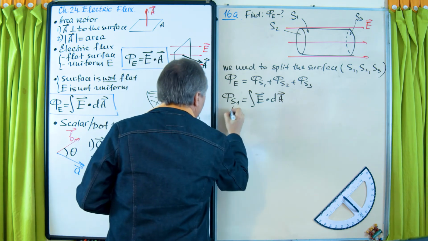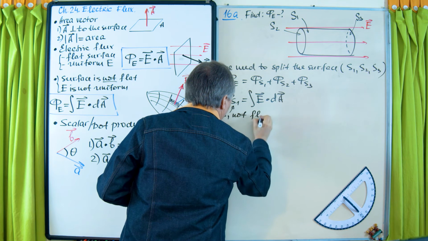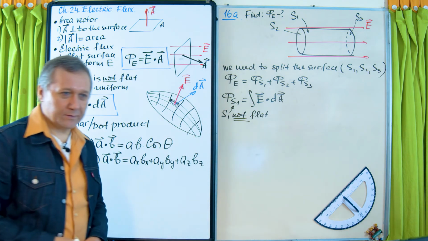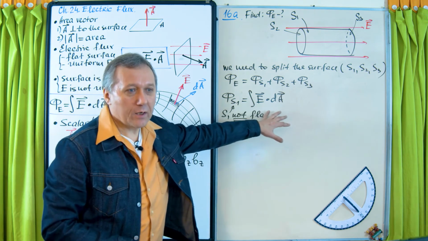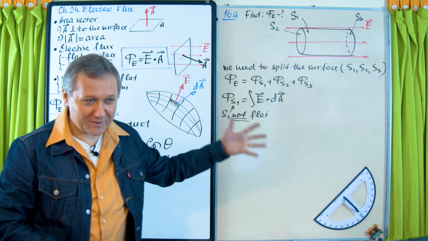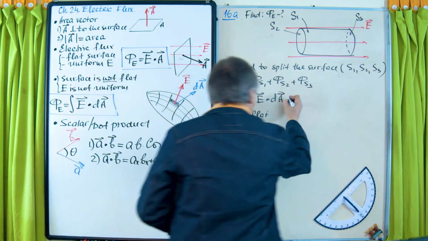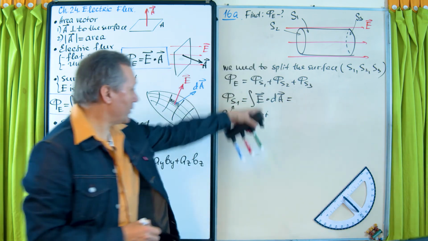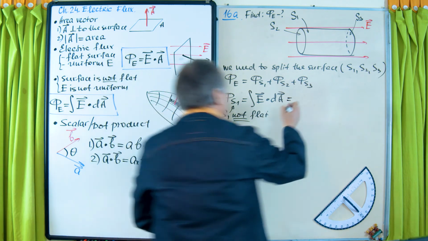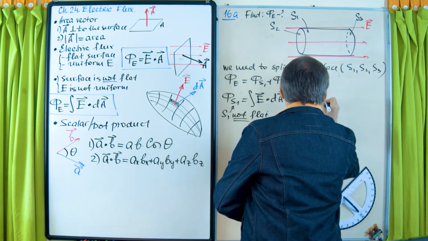And I emphasize, S1 is not flat. So that's why I have to use that integral. And strictly speaking, it's calculus 3. This integration is not trivial, but you will see in a second that we can easily calculate it. So let's write explicitly. It's a dot product: E dA times cosine of angle, so it's the integral of E dA times cosine of angle.